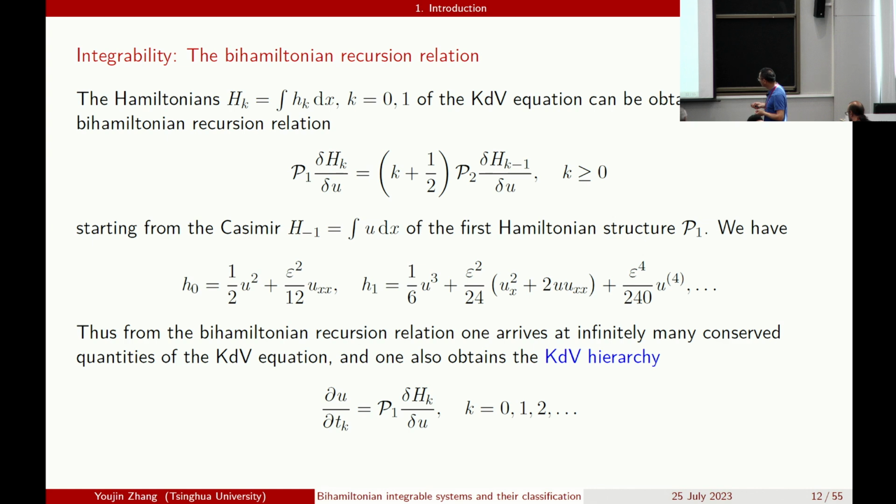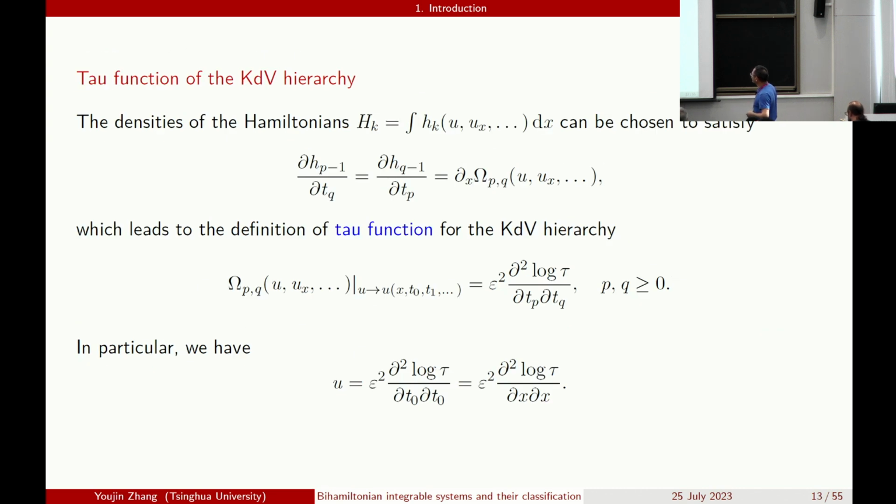Then we can solve this recursion relation to obtain H0, H1, and so on, and we obtain the hierarchy of KdV equations, the higher order KdV equations. So this bi-Hamiltonian structure is important. And then we have this KdV hierarchy. For this bi-Hamiltonian structure, we call it integrable.